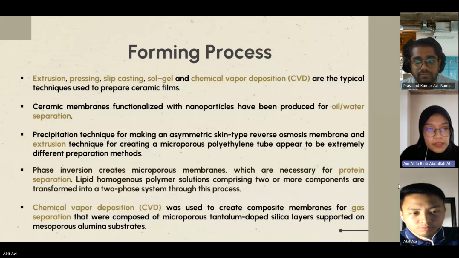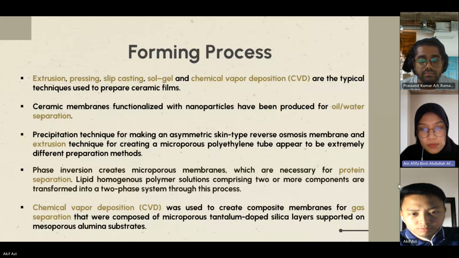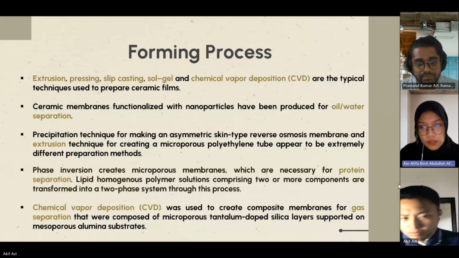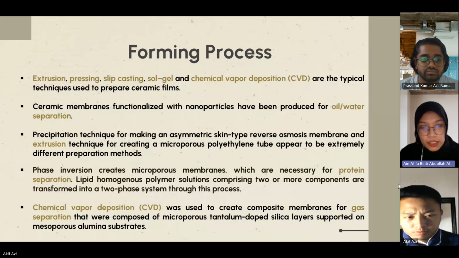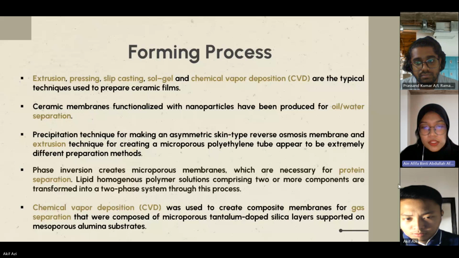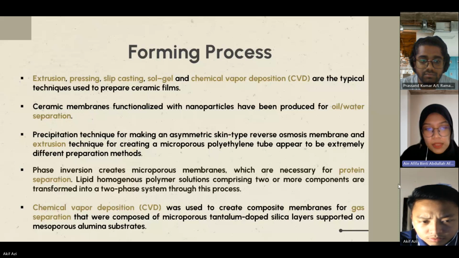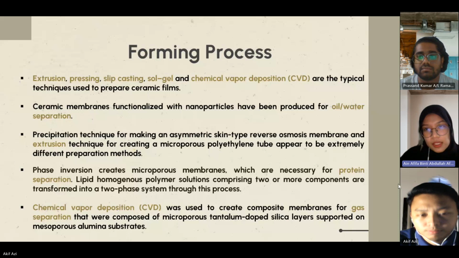Phase inversion creates microporous membranes, which are necessary for protein separation, and homogeneous polymer solutions comprising two or more components are transformed into a two-phase system through this process. Chemical vapor deposition, known as CVD, was used to create composite membranes for gas separation that were composed of microporous tantalum dots and silica layers supported on mesoporous alumina substrates.